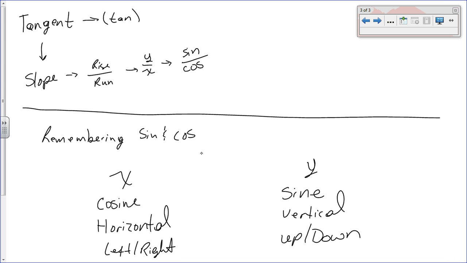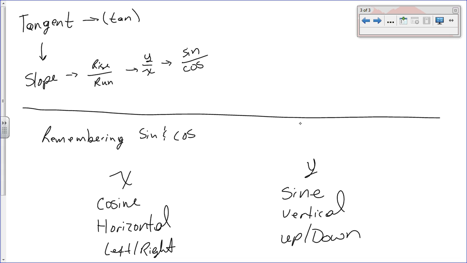And if you remember, they are in alphabetical order. X comes before Y, C comes before S. You can even say H comes before V, and L comes before U. So they are in alphabetical order. X, Y, cosine, sine. Alphabetical order. Remember that.